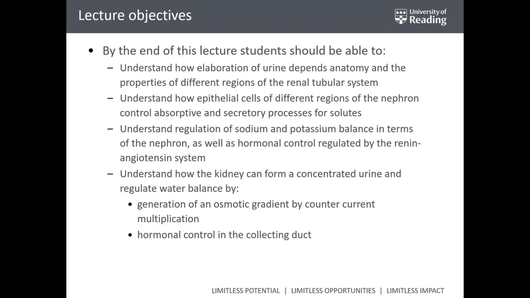You will also understand how the kidney can produce concentrated urine, and that the concentration of urine can vary as a consequence of the regulation of water balance by generating an osmotic gradient and a countercurrent multiplication. While in the collecting duct, the hormonal regulation of water reabsorption allows us to concentrate or dilute the urine depending on whether or not we want to concentrate or dilute the content of the body fluid.